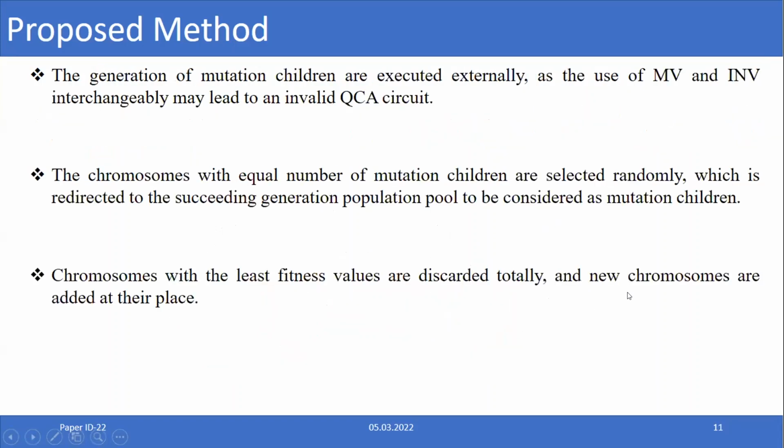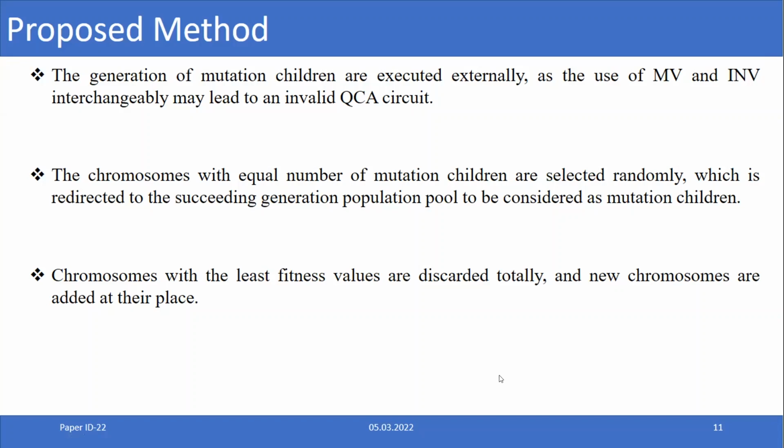Next, in the case of mutation, I have performed the mutation externally for the same logic, because in a QCA circuit, majority voter and inverter are there. If the majority voter and inverter work interchangeably, then it may produce an invalid QCA circuit. I want to tell you, suppose one circuit has two majority voters and one inverter. If after a mutation there is one majority voter and two inverters, as a result it creates an invalid QCA circuit. So that's why I have performed the mutation externally.